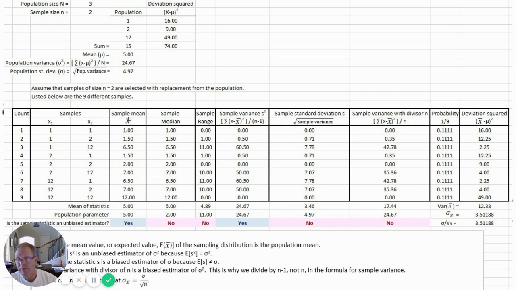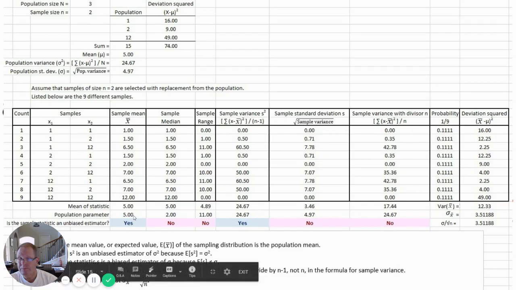Then I took, for example, here in this column, my sample means. And I calculated the average of my sample means. And notice that, in fact, the average of my sample means is equal to the population parameter. So we can say that the sample mean is an unbiased estimator of the population mean. That's a good thing. That's what we like to see.